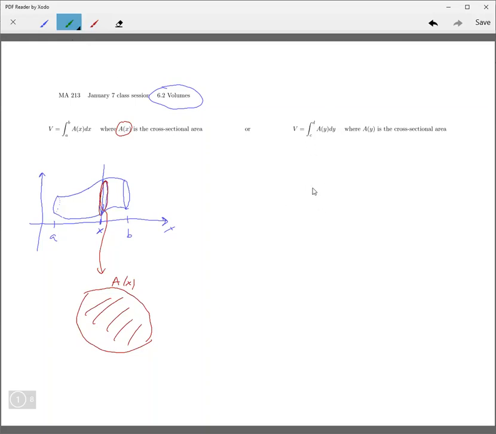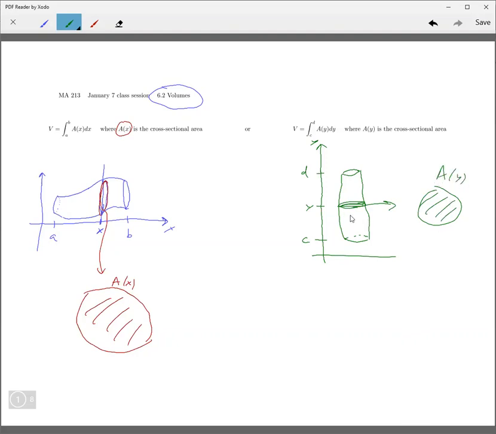Likewise over here, the only difference is that your object might be something like this, from c to d. In this situation you're integrating in y, and a typical value of y would give you this cross section. It looks something like that in terms of y. So that's the basic idea.